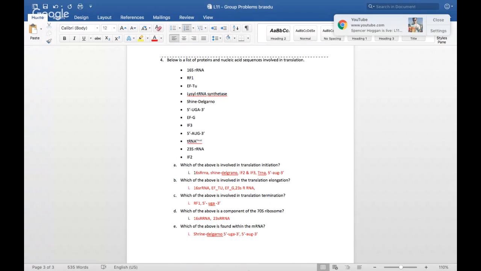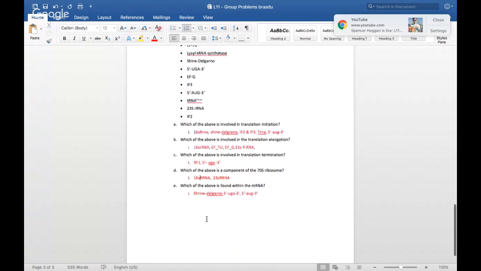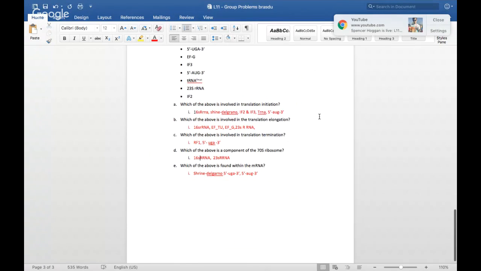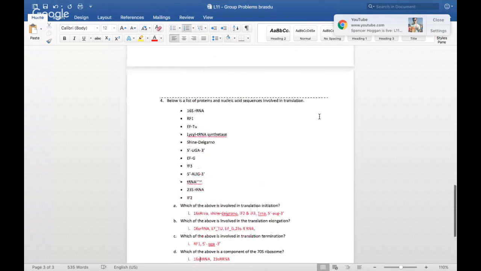Maybe add that in. And then E, which of the above is found within the mRNA? So we'll have Shine-Dalgarno again. We'll have 5' UGA 3', and we'll also have 5' AUG 3'. And those are the ones that we chose based on what we thought was correct.